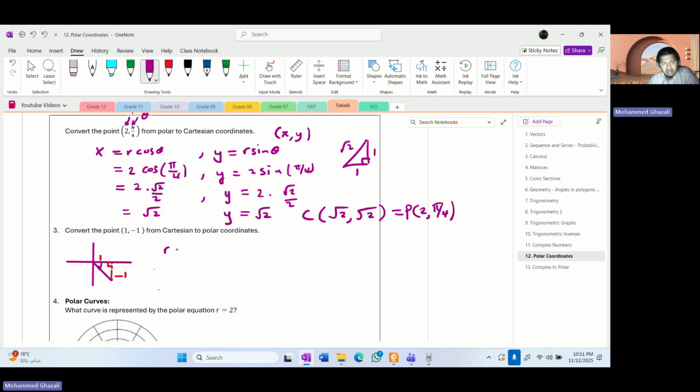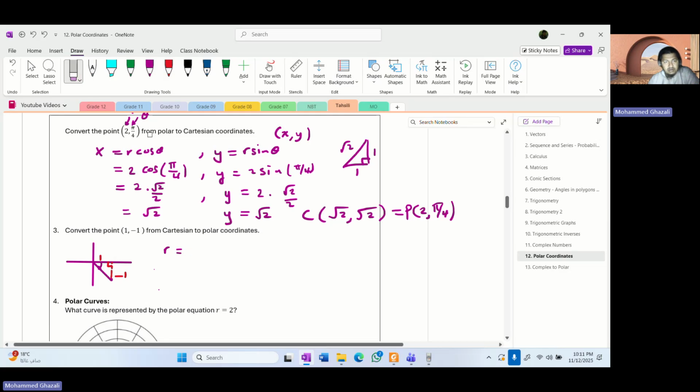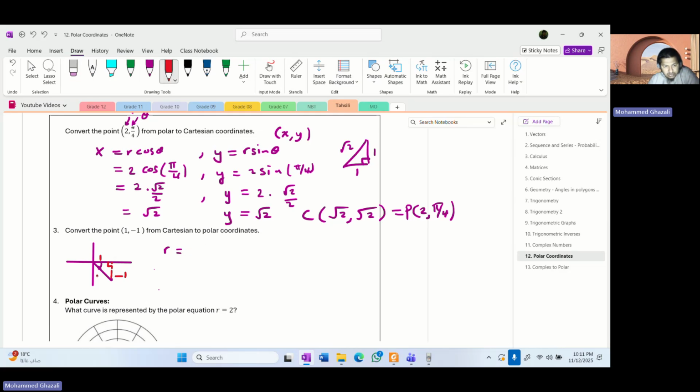So what's the radius? R is equal to the square root of 1 squared plus 1 squared, so R is root 2. Now how did we get R? We want to find R, the distance. It's Pythagoras: square root of 1 squared plus 1 squared, which is root 2.